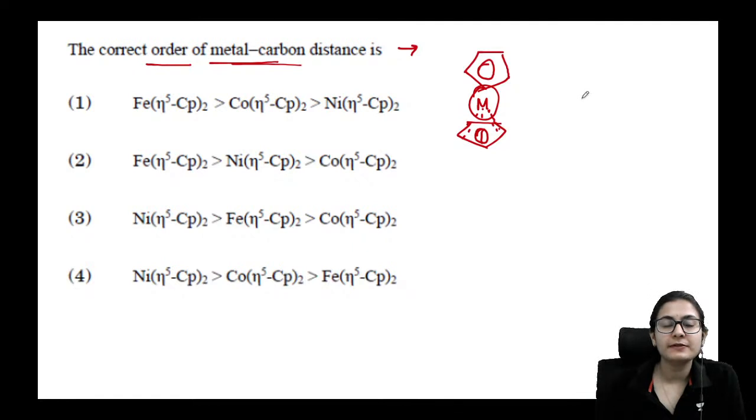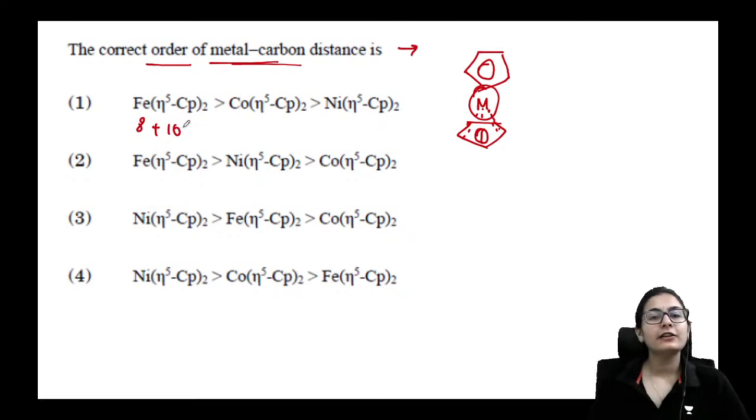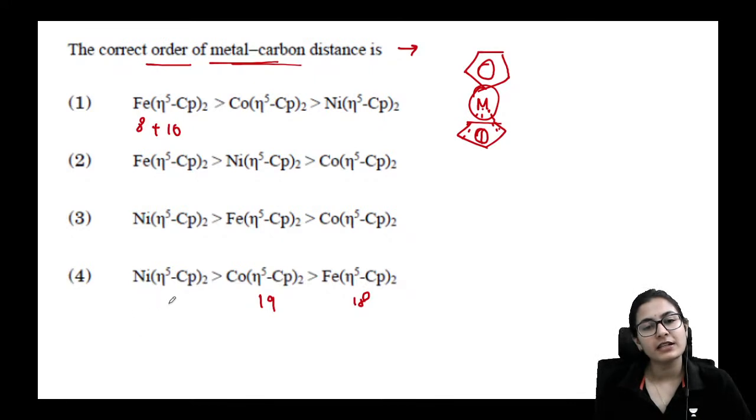So, what do we have to consider, guys? Iron has 8 electrons plus Cp donates 5 electrons in the neutral method. If we are counting 5 electrons, so 5 into 2 will be 10. तो कितने electrons हो गए iron के लिए? You have 18 electrons for the ferrocene. Then cobalt has 9 electrons, so you will have 19 electrons for cobalt, and nickel has 10 electrons, so 10 plus 10 is 20. 20 electrons, guys.